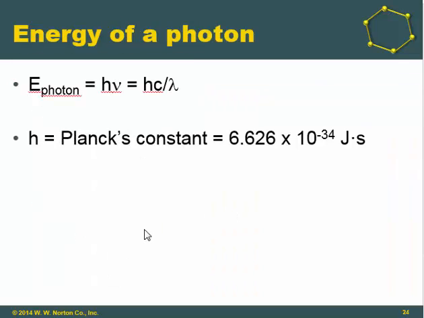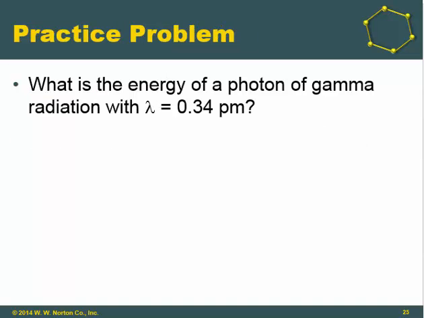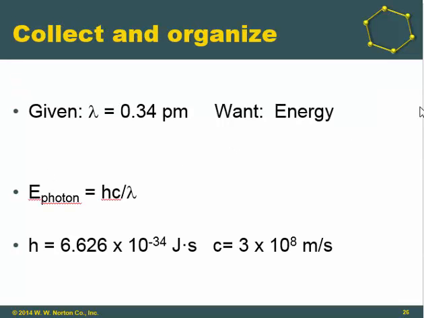Well, you will just be asked to calculate the energy of a photon, and if you're given the frequency, as I said, just multiply that by Planck's constant. If you're given the wavelength, then you just divide that into Planck's constant multiplied by the speed of light. So, a practice problem. What is the energy of a photon of gamma radiation that has a wavelength of 0.34 picometers?